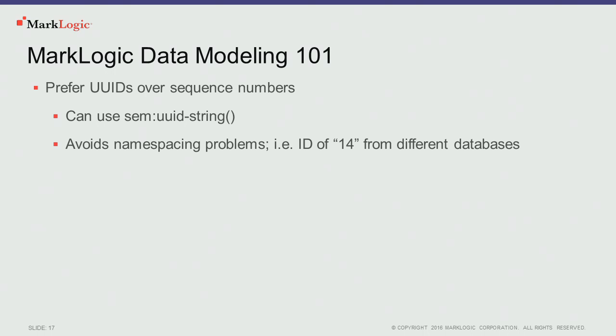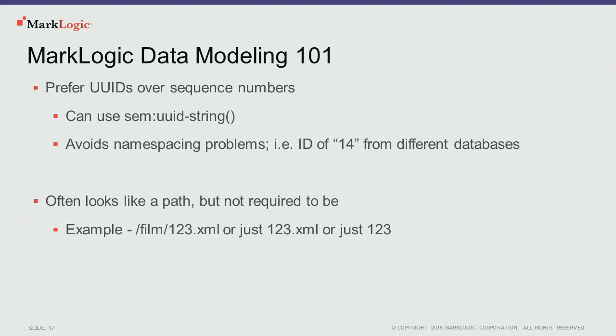And so some tips for URIs: when I first started working with MarkLogic, and this might be common for some folks making the transition from the relational world, I thought, okay, well, I'm going to use sequence numbers. In general, it's probably better to use something like a UUID or some other strategy for generating a URI. One of the benefits is it avoids namespacing problems. If you bring in data sets from different relational databases and you're using sequence IDs from those relational databases, you can easily have conflicts between them.